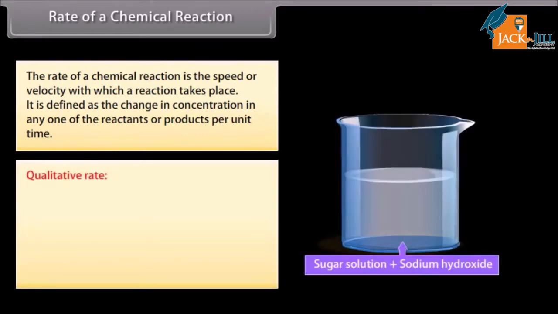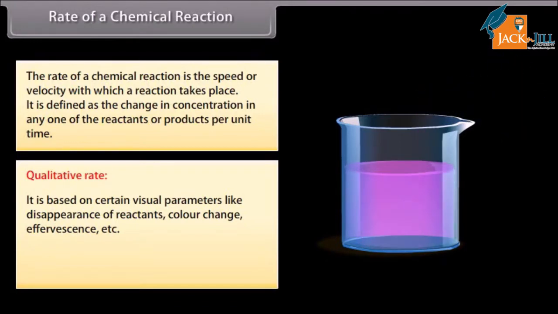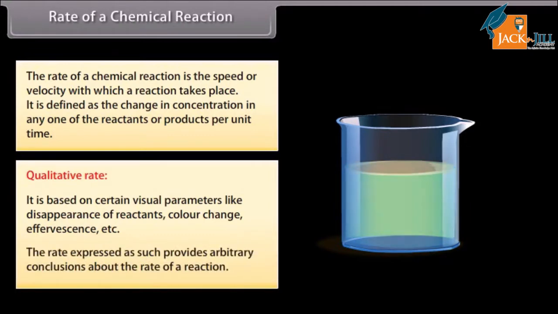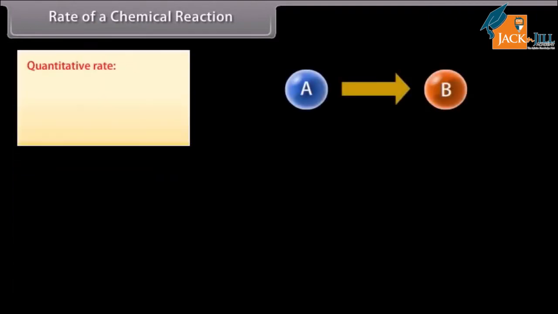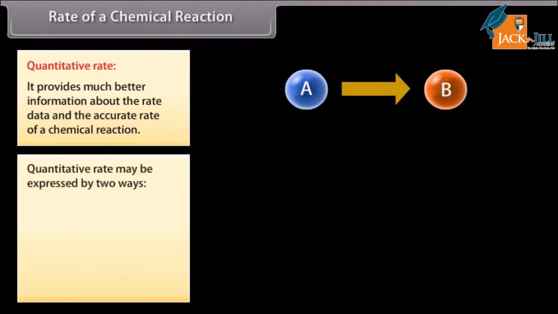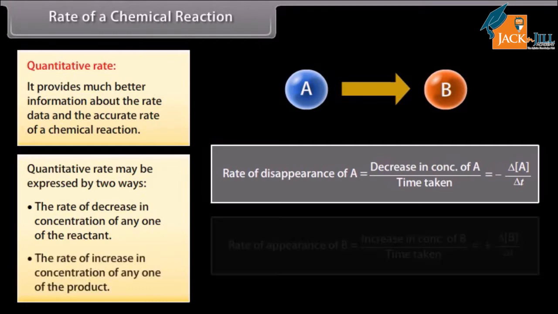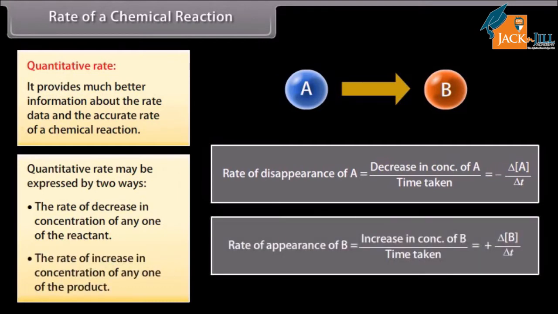Qualitative rate. It is based on certain visual parameters like disappearance of reactants, color change, effervescence, etc. The rate expressed as such provides arbitrary conclusions about the rate of a reaction. Quantitative rate. It provides much better information about the rate data and the accurate rate of a chemical reaction. Quantitative rate may be expressed in two ways. The rate of decrease in concentration of any one of the reactants, the rate of increase in concentration of any one of the products.